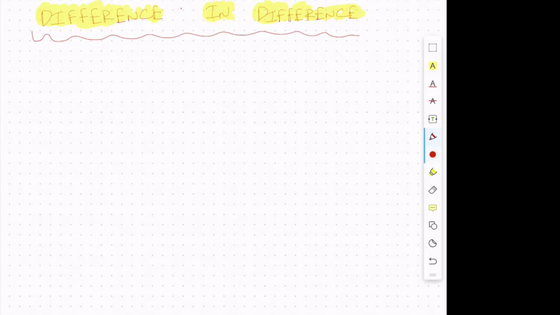Today we are going to understand difference in difference together. Difference in difference, or DID as it's commonly called, is one of the most commonly used empirical methods for causal inference. That is, this method is used to understand the causal impact of some sort of program. And I think it's best to actually understand it with an example.